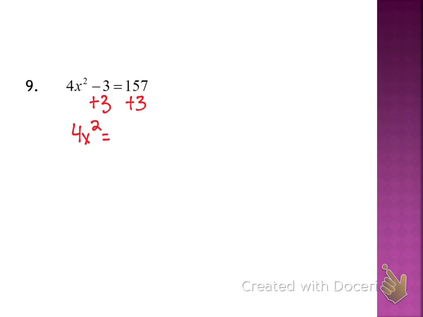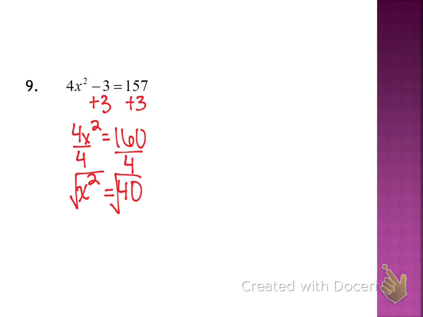We add 3 first, so we get 4x squared equals 160. After that, we would have to... No, are we ready to square root yet? We have to divide. We can't square root until the x squared part is all alone. So x squared equals 40. Now we're ready to square root.